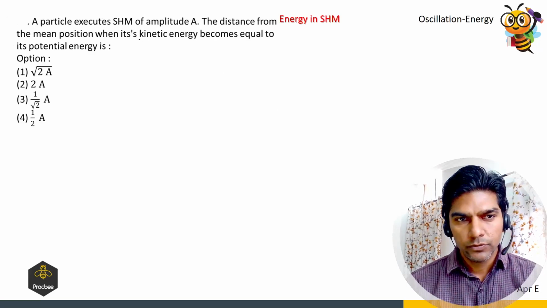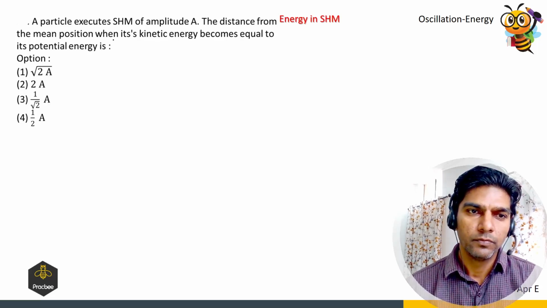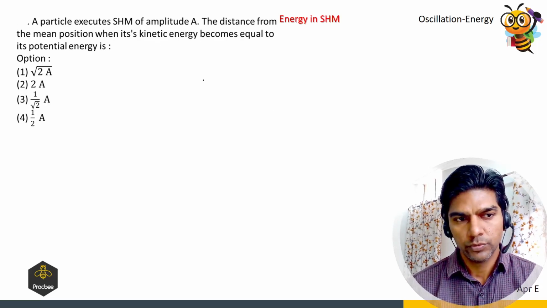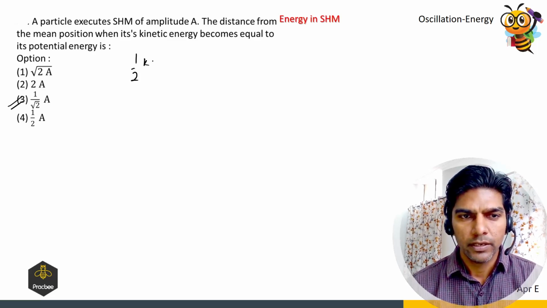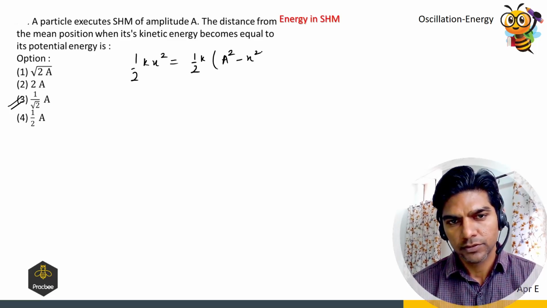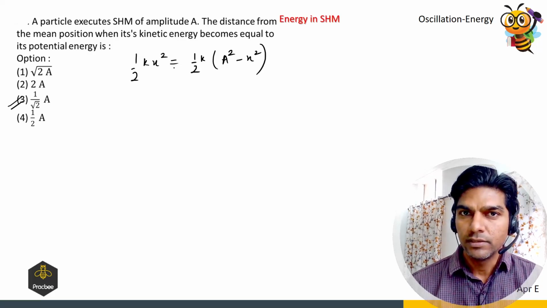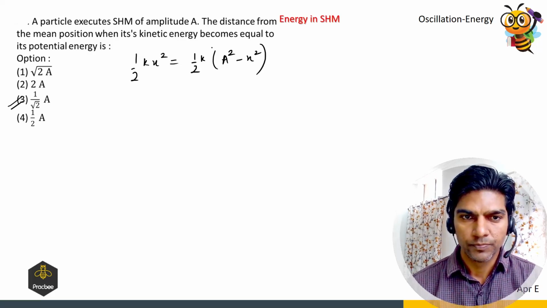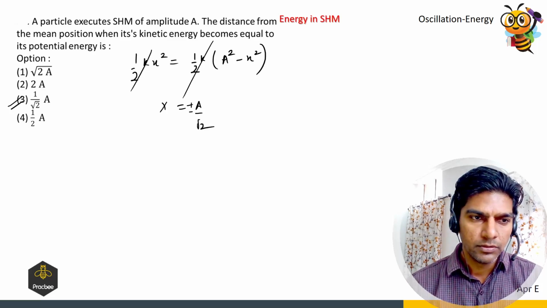A particle executes simple harmonic motion of amplitude A. The distance from the mean position when its kinetic energy becomes equal to the potential energy. The answer is A by root 2. That is the general case. So we can say half k x square is equal to half k (a square minus x square). We have to equate the kinetic energy with the potential energy. Again, I'm assuming potential energy is 0 when the particle is at the mean position. So half k will get cancelled out. So from this x comes out to be plus minus a by root 2. So option 3 is the right answer.